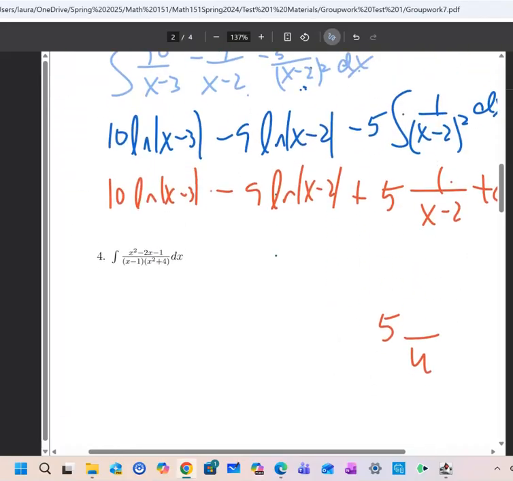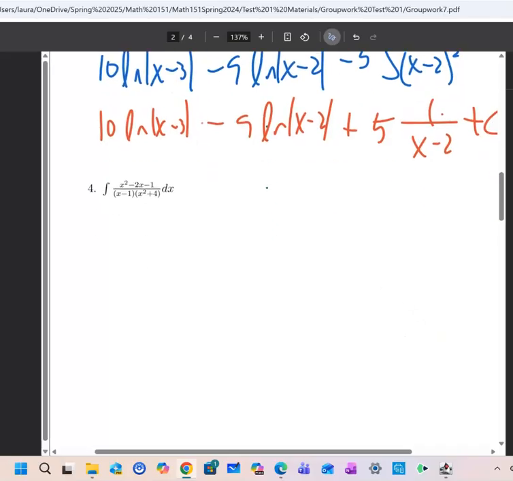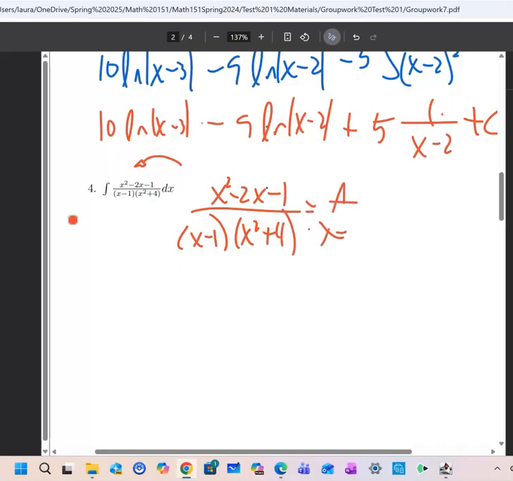All right, let's do this one. So you see the partial fractions, doesn't need long division because the degree of the numerator is smaller than the degree of the denominator. So (x² − 2x − 1) over (x − 1)(x² + 4) equals A over (x − 1) plus (Bx + C) over (x² + 4).